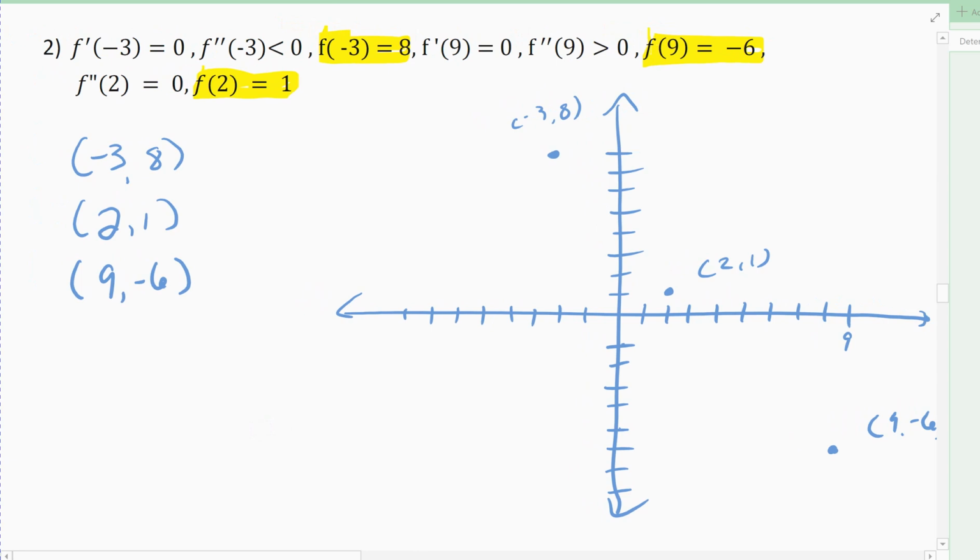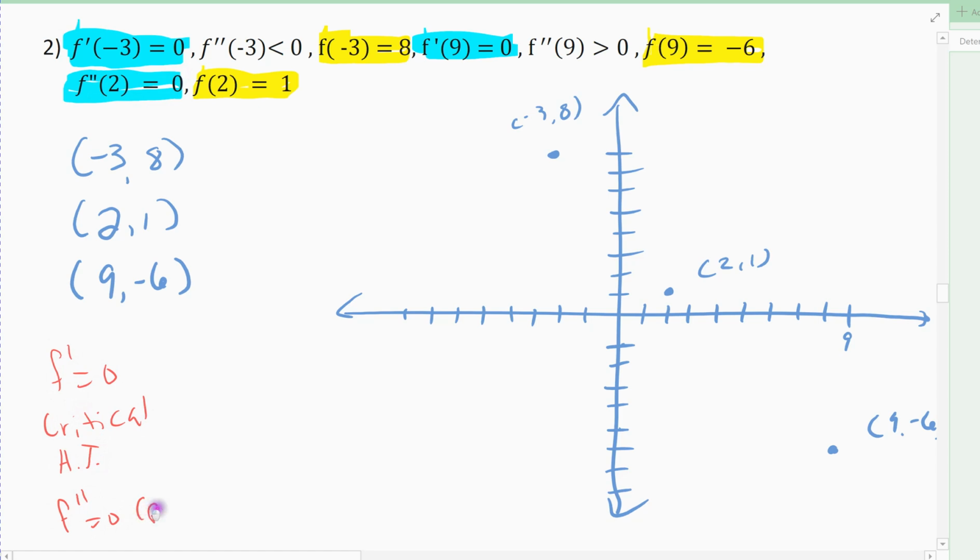Alright, the next thing I'm going to look at is where my derivatives are 0. So this one gave me a derivative of 0 here. My first derivative is 0 there. And my second derivative is 0 there. Alright, so that now tells me that my guess was correct. Right? When my first derivative is 0, that's a critical value, which means I should have a horizontal tangent. When my second derivative is 0, well, that's a possible inflection.